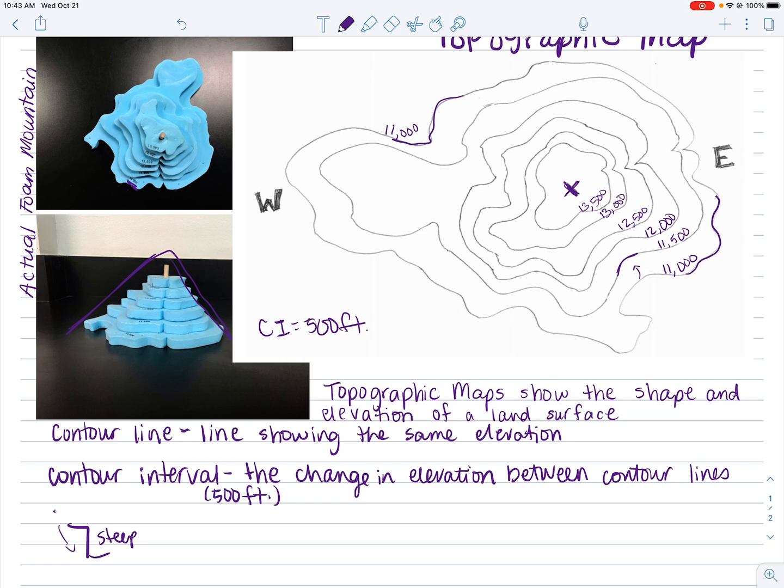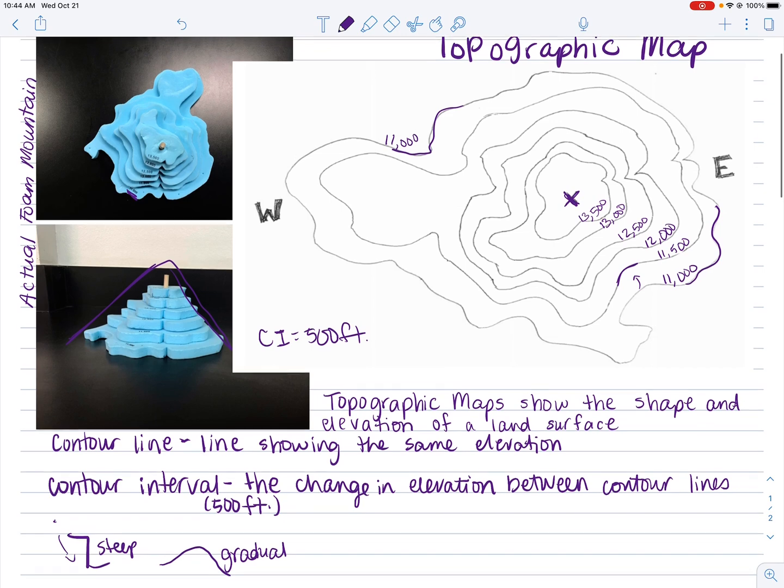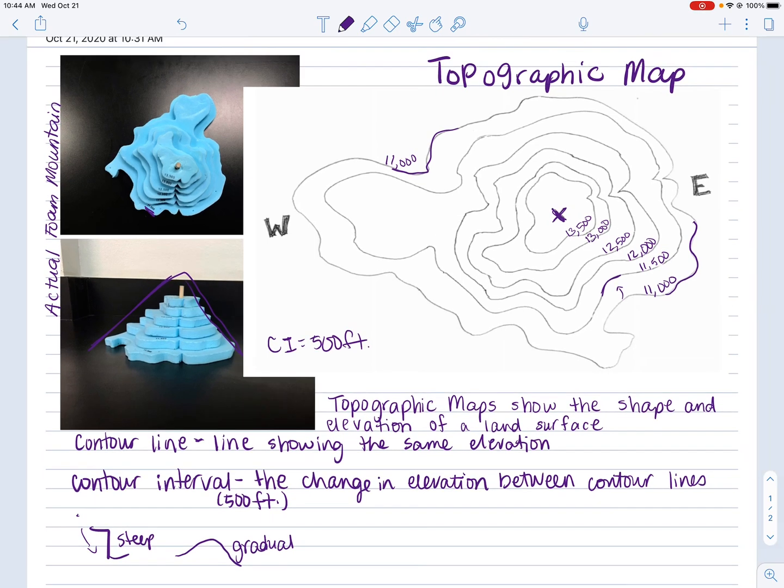If something is gradual, think of it like a hill. A gradual change is a slow change. That could be something like a hill or a ditch. Anything like that would be a gradual change, meaning that the elevation changes slowly over time. So looking at my map here, the area where I have the steepest slope would be on the east side.